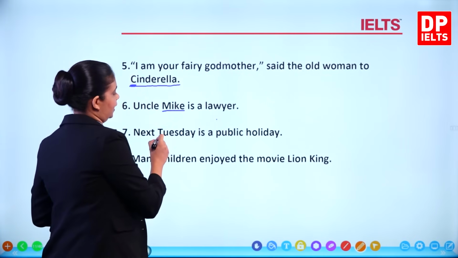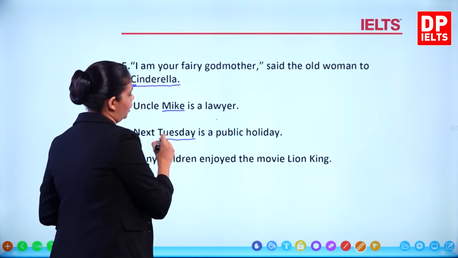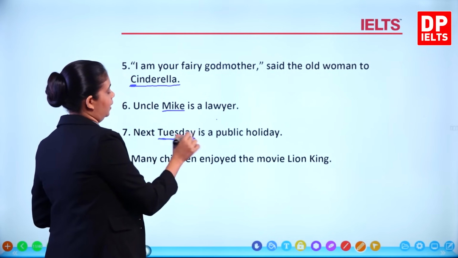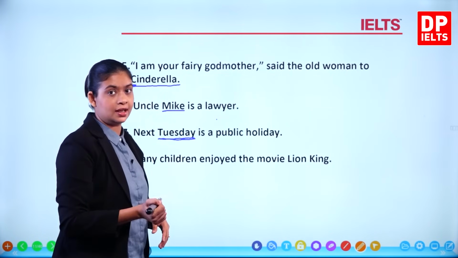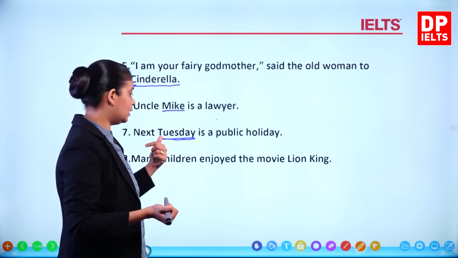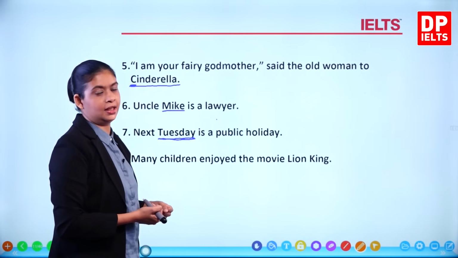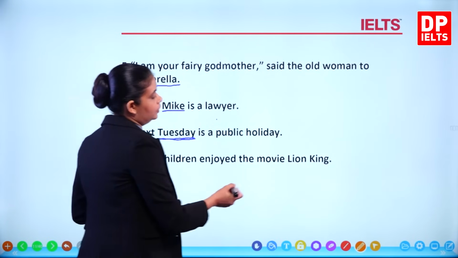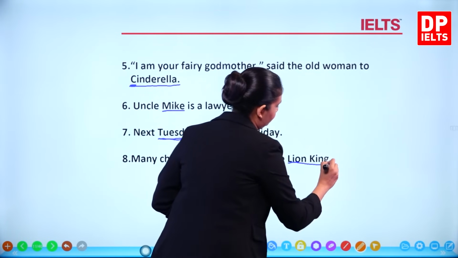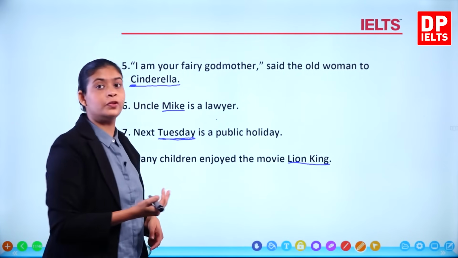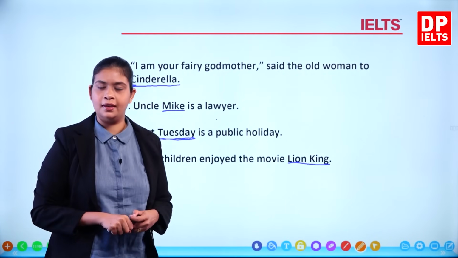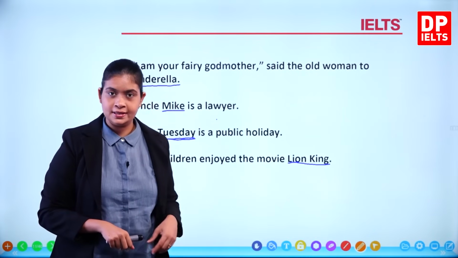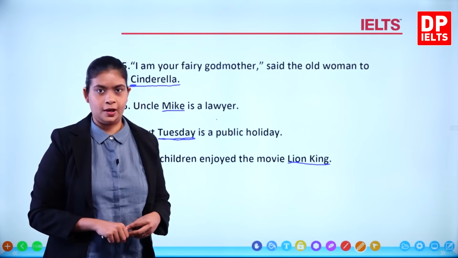Next, Tuesday සතියේ දවසක් අඟහරුවාදා. Therefore T is capital so we underline it. අඟහරුවාදා කියන්නේ සතියේ දවසක් පළවෙනි අකුර capital ඒ හින්දා එක proper noun එකක්. Many children enjoyed the movie Lion King. It's a name of a movie. It is specific and therefore the name is being capitalized and that is a proper noun.